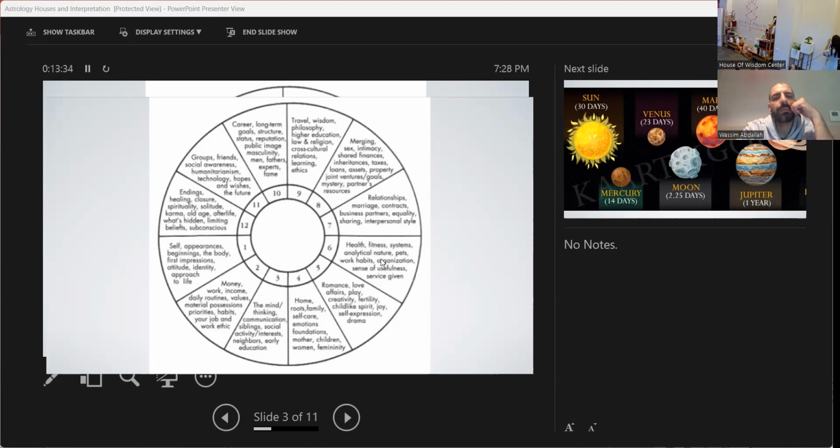And Capricorn is career, long-term goals, structure, status, reputation, public image, masculinity, men, fathers, experts, and fame, right? So everything that requires a rigid system, everything that requires a lot of hard work, something that requires a long-term vision, that's in Capricorn, right?